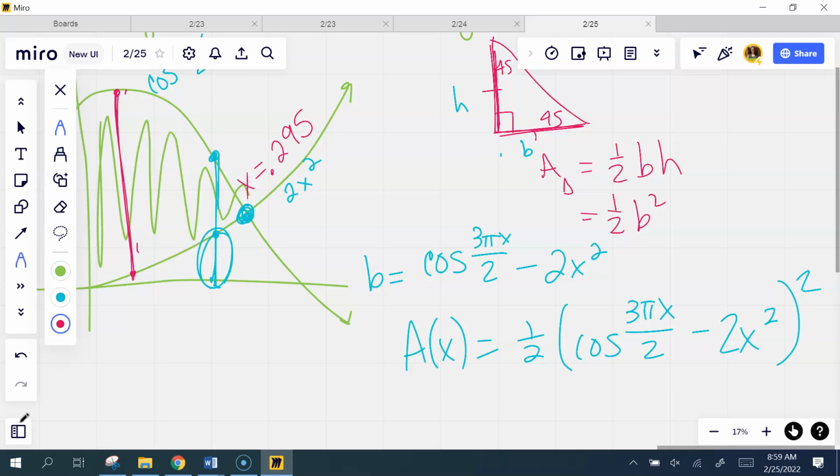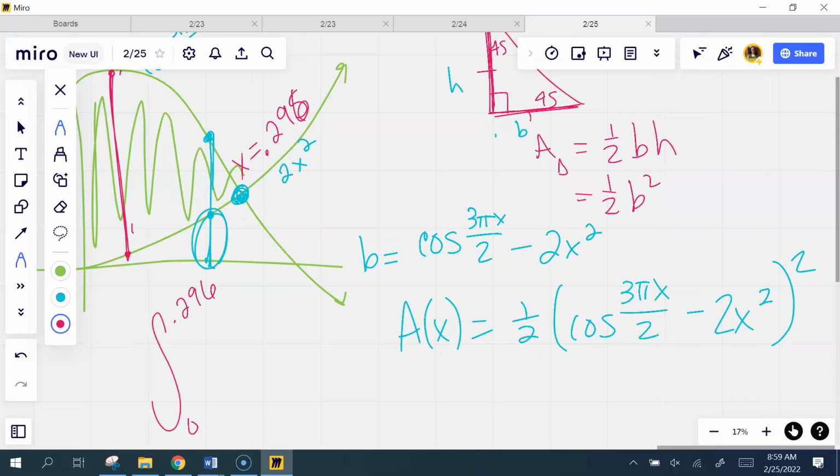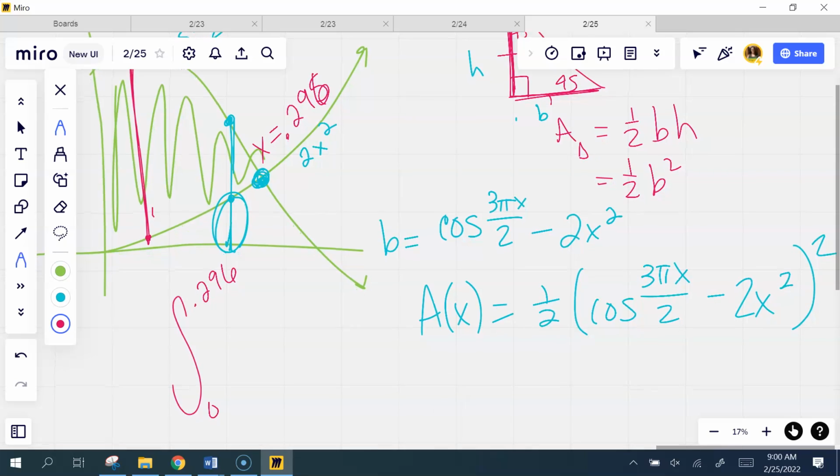$295 what? 295,964. Okay, I'm gonna leave it there. I'll make it 296. So I'm gonna go from 0.296 of my area.